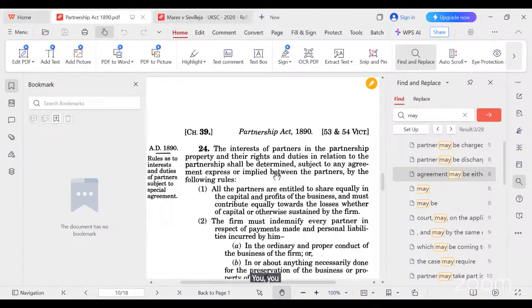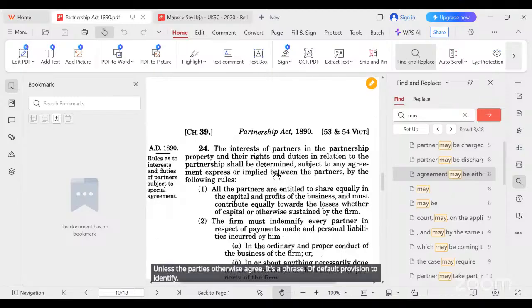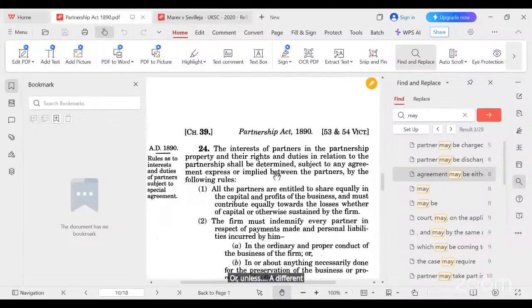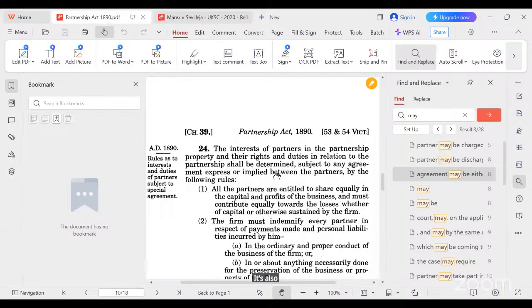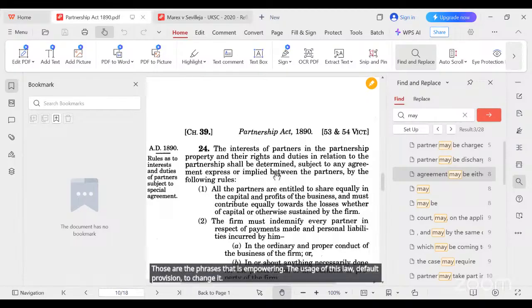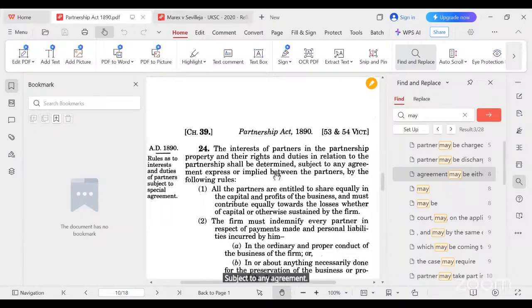You say, unless the parties otherwise agree. Unless the parties otherwise agree is a phrase of default provision to identify, or unless a different intention appears. That intention that is different will come from the partners, if it appears. Or subject to the parties' agreement. Those are the phrases that are empowering the users of this law, default provision, to change it. Subject to any agreement, this rule will bind you.